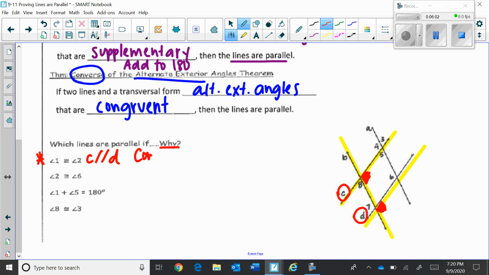So we have converse of, and now we need to ask ourselves, angle 1 and angle 2, what type of angles are they? Are they same side interior, alternate exterior, alternate interior, corresponding? What is their relationship there? What type of angles? These are corresponding angles. So this is going to be converse of corresponding angles.